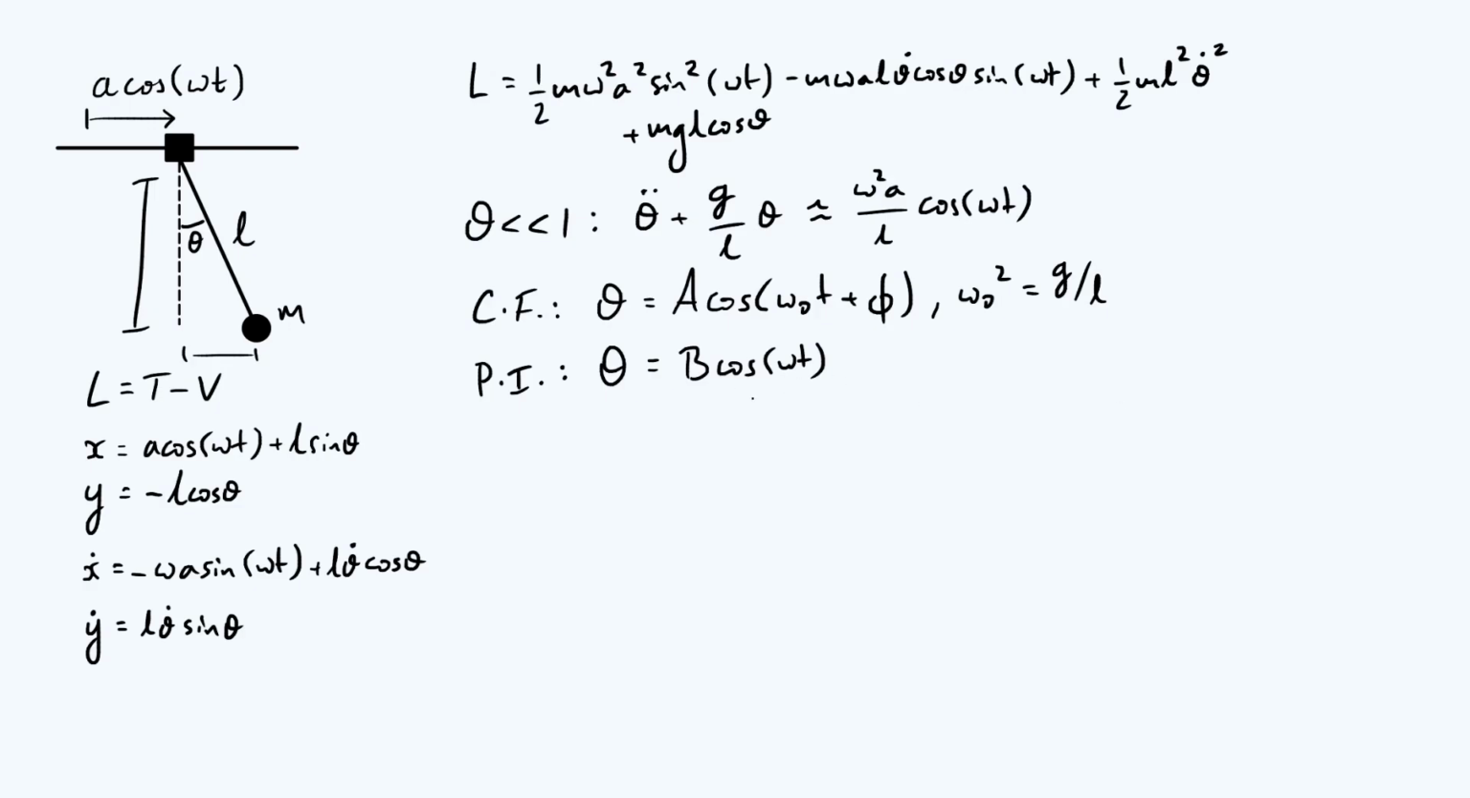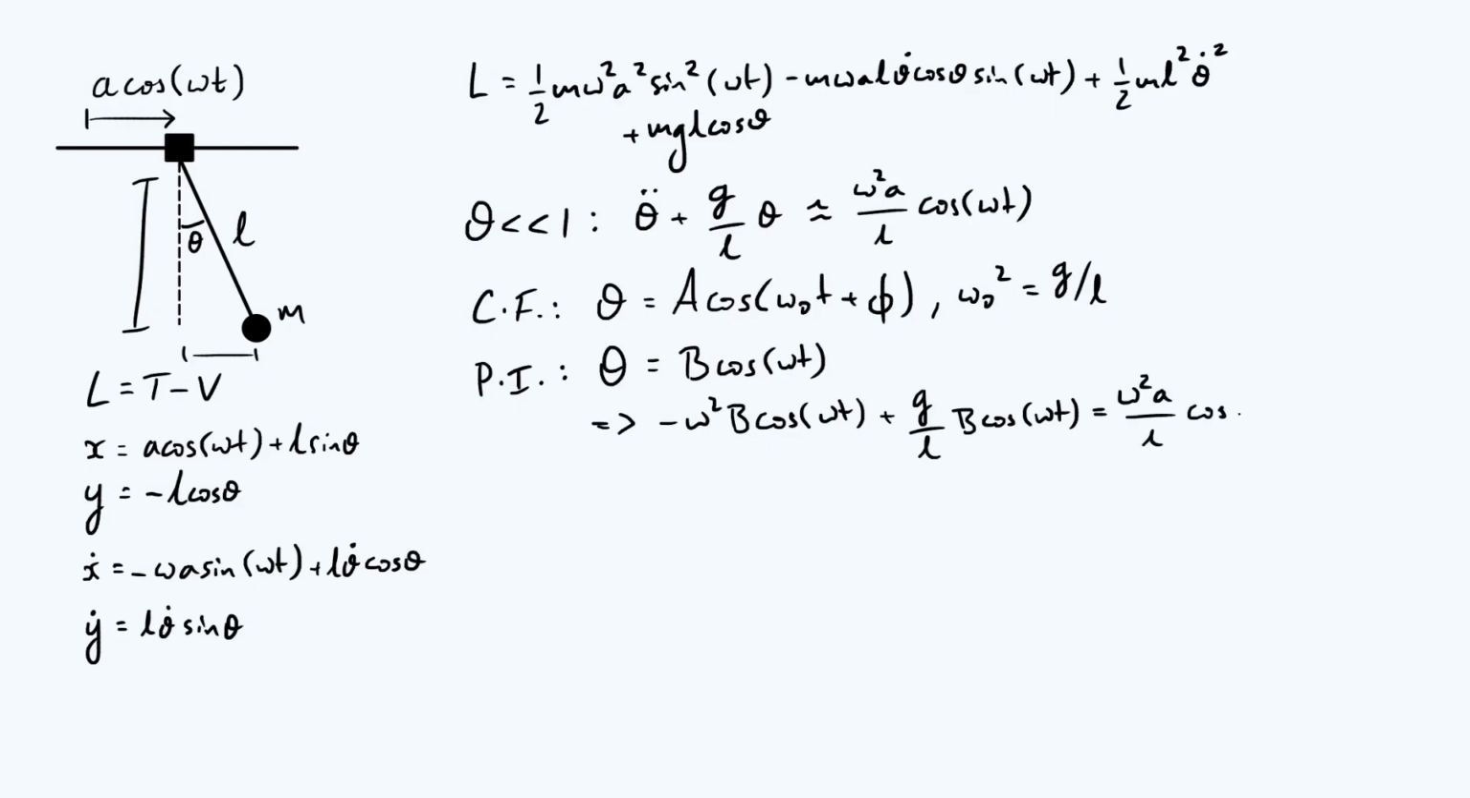There is no extra phase in that cosine term. So what we do is take our trial solution for the particular integral, substitute it into the left-hand side, and figure out what this coefficient b must be to make the equation work out correctly. So differentiate it twice and you get minus omega squared b cos of omega t. Then substituting directly in as the second term on the left-hand side, you get plus g over L b cos of omega t, and that's of course supposed to be equal to omega squared a over L cos omega t.